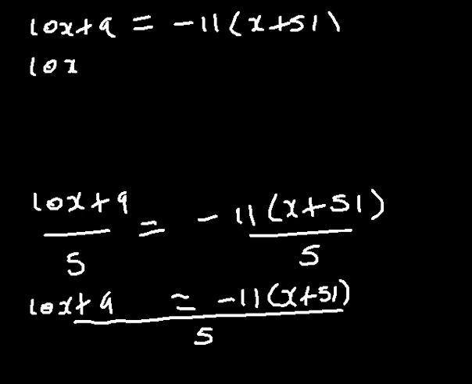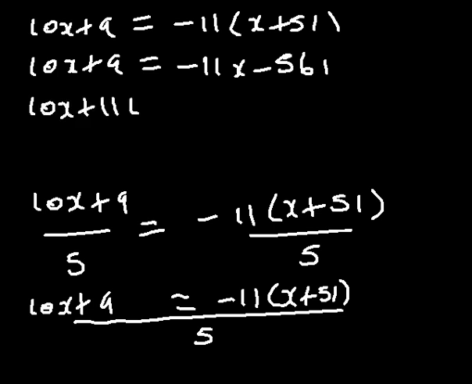So we have 10x plus 9, which is equal to, we just have to distribute the negative 11, that is negative 11x, and then negative 11 times 51. So negative 11 times 51, that is negative 561. Having the like terms, we have 10x plus 11x, which is equal to negative 561 minus 9.